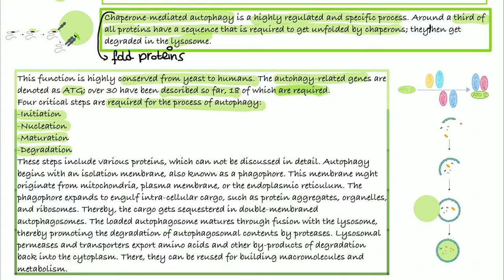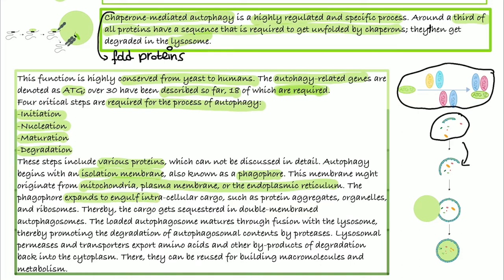All of these steps include various proteins. You see an example depicted here, but they cannot be discussed in detail. Let's just talk about the principle. Autophagy begins with an isolation membrane, which is also known as phagophore. This membrane might originate from mitochondria, plasma membrane, or also the endoplasmic reticulum. The phagophore then expands to engulf intracellular cargo, which can be protein aggregates, organelles, or ribosomes.